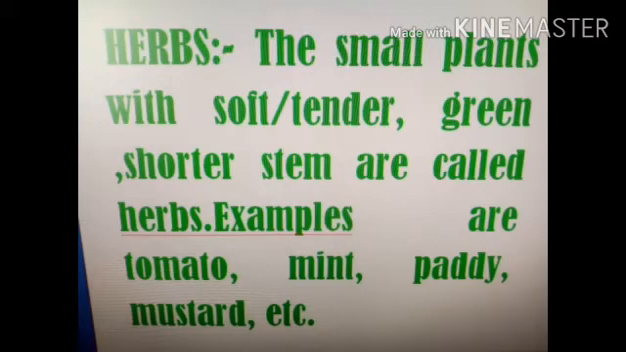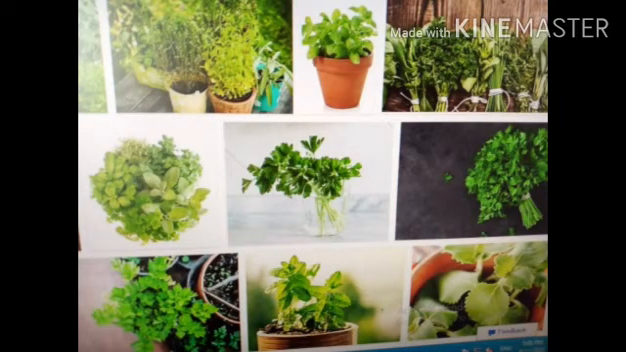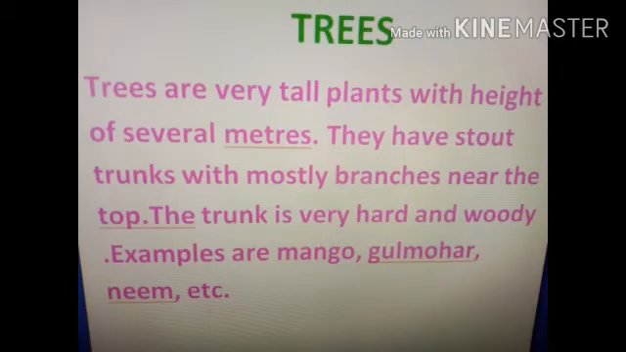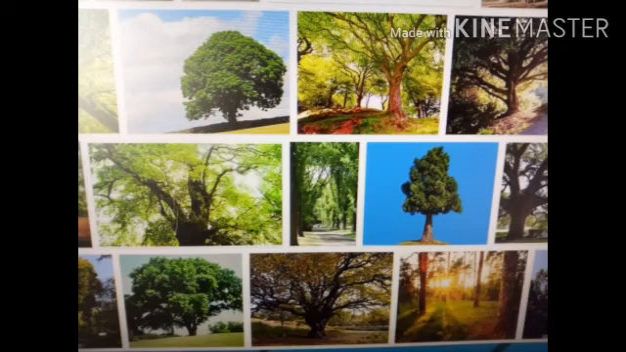Some plants have the stem branching out near the base. The stem is hard but not very thick. Such plants are called shrubs. Some plants are very tall and have a hard and thick brown stem. The stems have branches in the upper part, which is above the ground. Such plants are called trees. Example: peepal tree, neem tree, mango tree, etc.